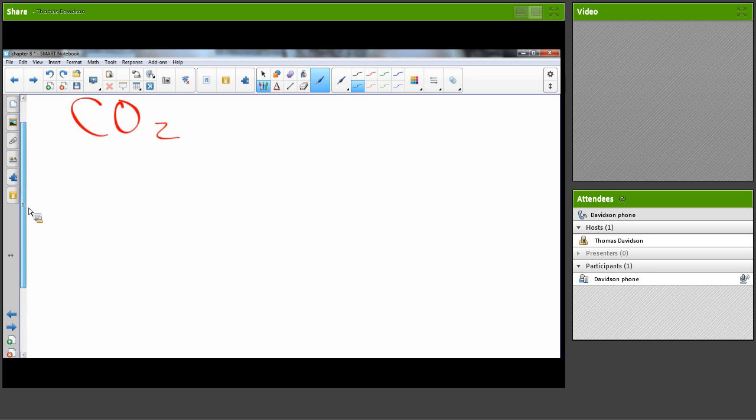How many valence electrons in carbon? 4. How many in oxygen? 6 times 2, because there's 2 of them. That's 12 plus 4. That is 16. Correct? All right. So now, carbon has to be the central atom, because there's 2 O's and only 1 C.